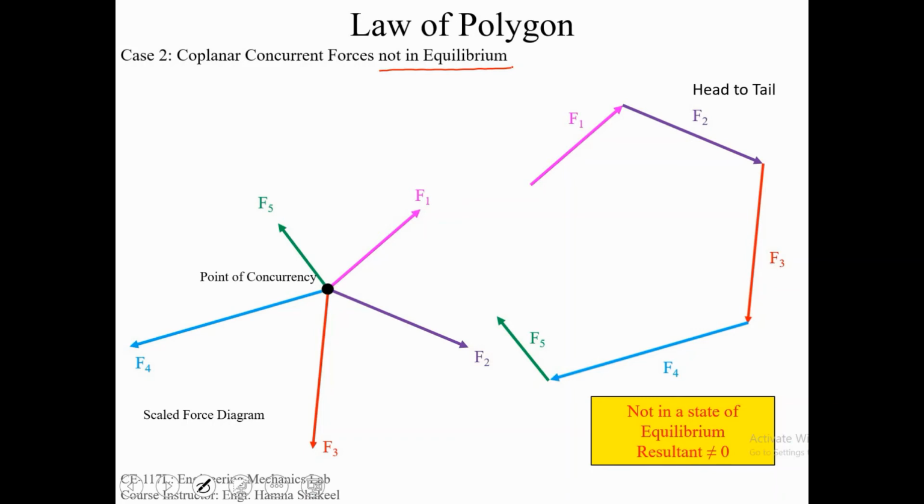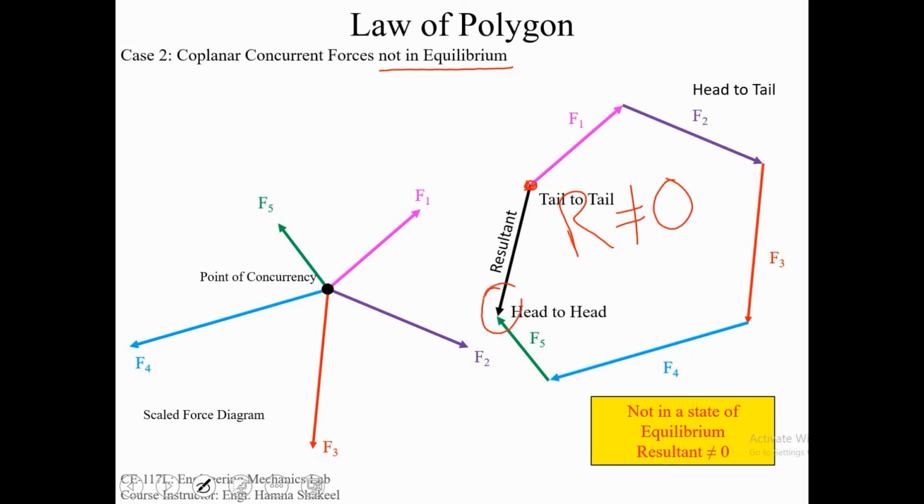So if the polygon is not closed, it means that the resultant is not equal to 0. It's not in a state of equilibrium. So if you want to find the resultant of this system, you have to draw a line in opposite order. You draw it in a way that the tail of the resultant is connected to the tail of the first vector and the head of the resultant is connected to the head of the last vector. So this resultant will give you the correct magnitude and correct direction of the resultant.